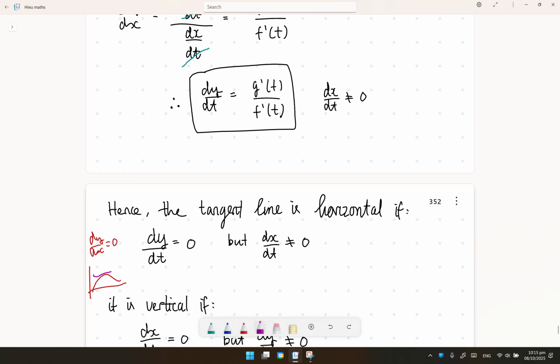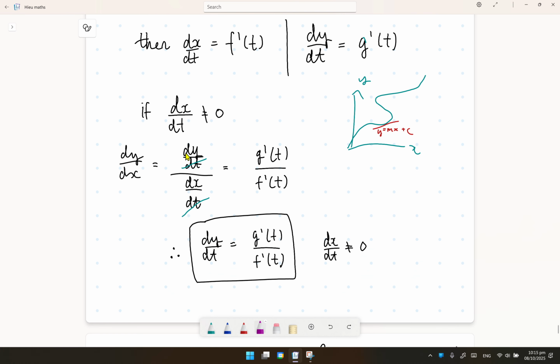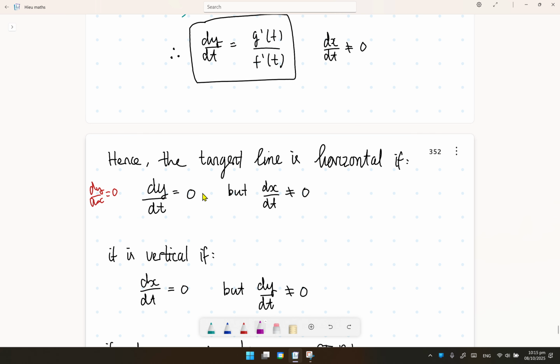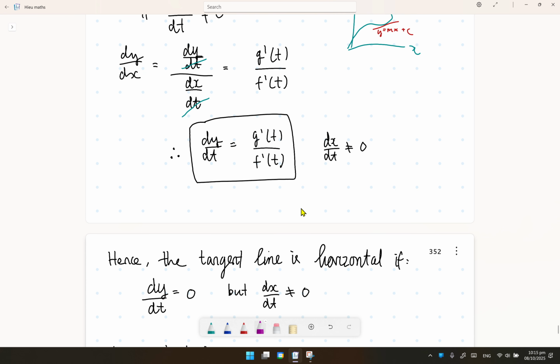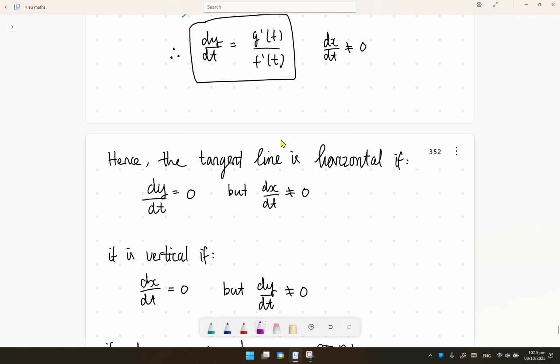Therefore, the gradient at this point here is going to be equal to 0. dy over dx is equal to 0. And if we want the whole quotient to be equal to 0, then the numerator has to be equal to 0. Therefore, dy over dt must be equal to 0. And dx over dt can't be 0, first of all, because you don't want to be dividing by 0, but also there's another nuance we'll talk about later.